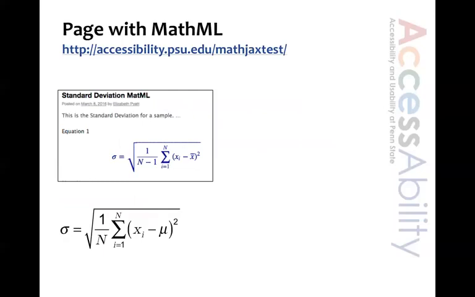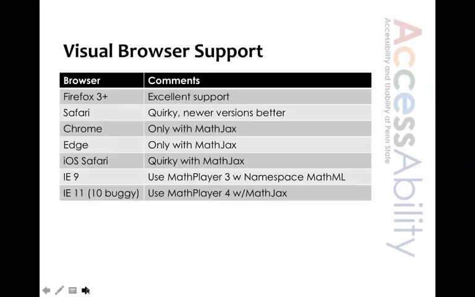So basically, this is what a page with an accessible equation would look like. And I think this will make more sense once we do the demo, so I'm going to skip to the demo as quickly as I can.